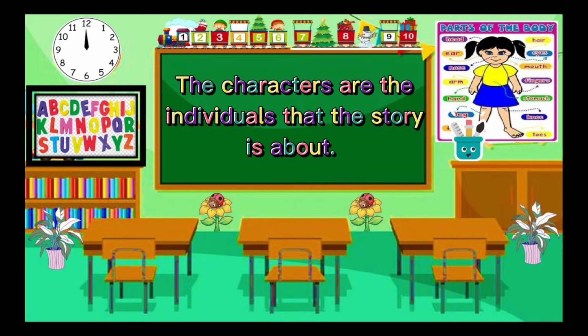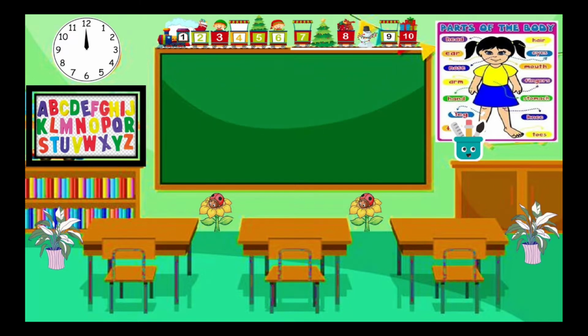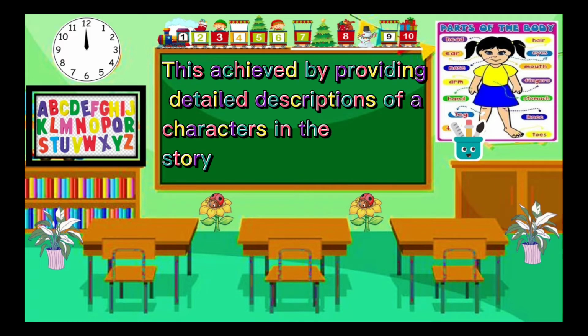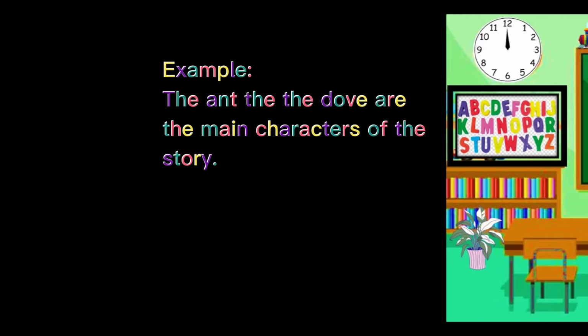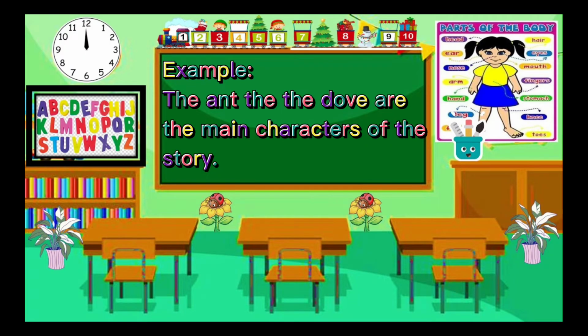The characters are the individuals that the story is about. This is achieved by providing detailed descriptions of the characters in the story with enough information that the reader can visualize each person. For example, the ant and the dove are the main characters of the story.